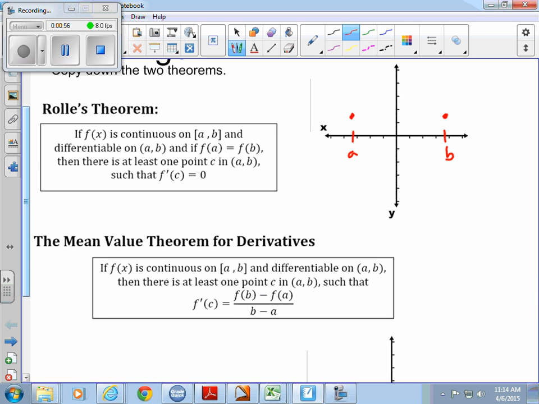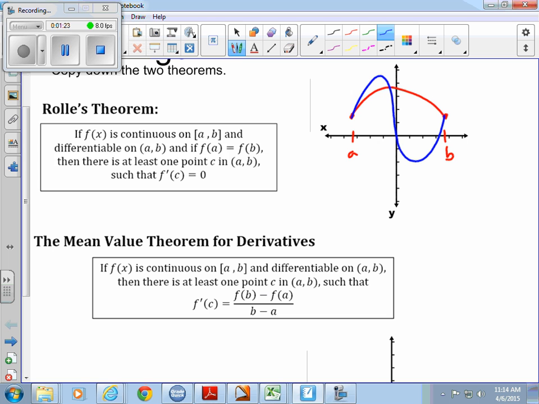Would you agree that to get from a to b without having any sharp corners, the derivative somehow will have to be 0 somewhere? Now, what if it's a straight line from a to b? The derivative is 0, right? Horizontal line, the derivative is 0. It could do something like that. It could do something like this. Right? But at least one point the derivative is 0.